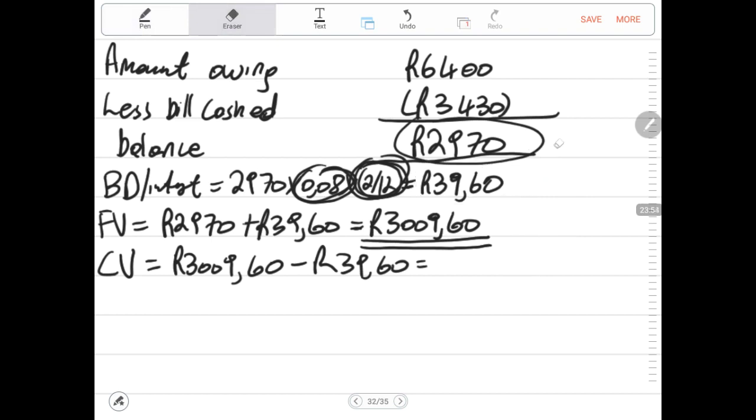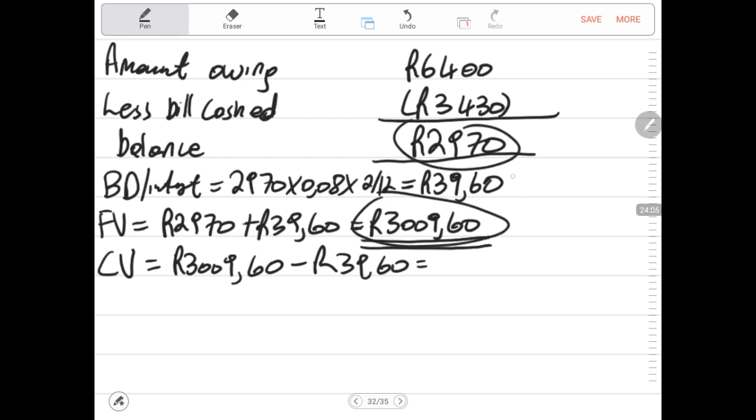Then we add it back to the amount that he owes, because he needs to accept a bill that is more than the amount that he owes. Why must he accept a bill more than the amount that he owes? Because the interest will be deducted by the bank, so that the cash that he is going to receive will be equal to 2,970, which is exactly the same amount that he owes. So now that was number B.